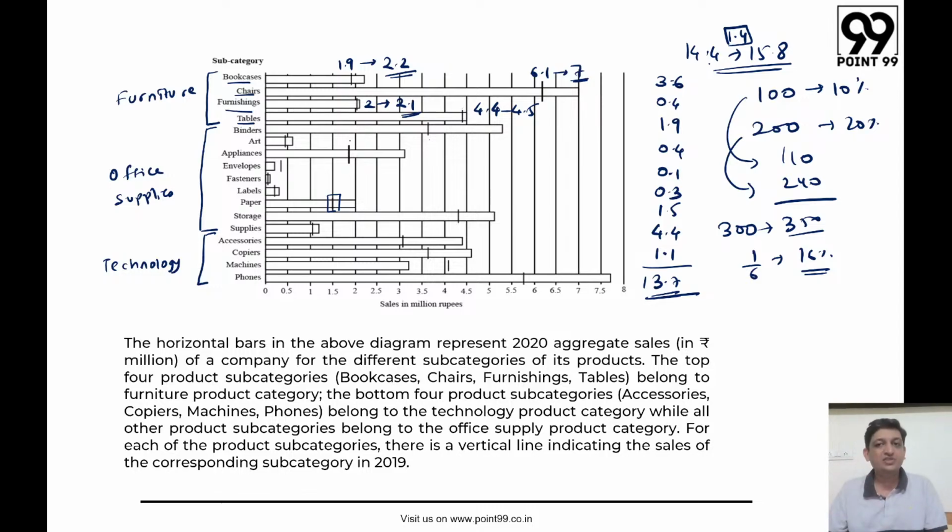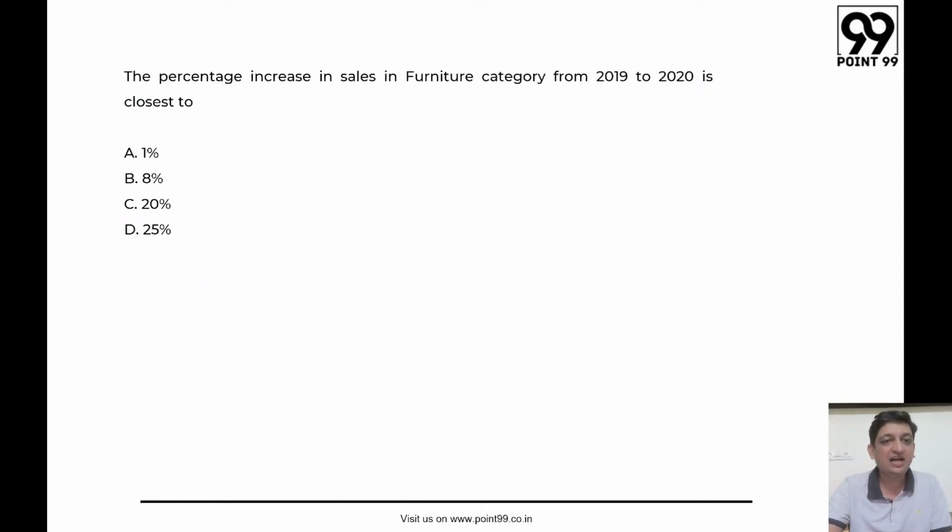1.4 का ग्रोथ on a base of 14.4 will mean something slightly less than 10%. So slightly less than 10% is what I have to look at. Our options were 1%, 8%, 20% and 25%. So definitely अपना answer should be closest to 8%, right? That is one way of looking at it.